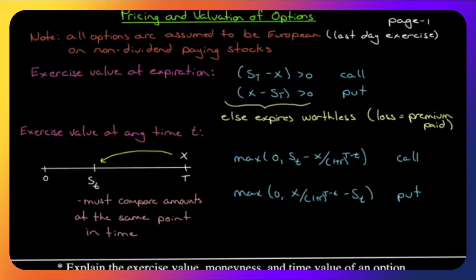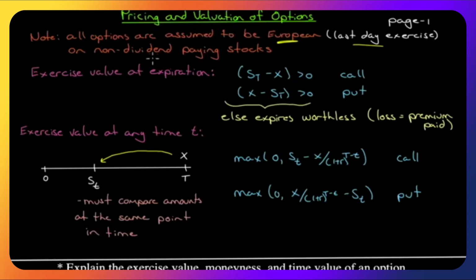The second is that all options throughout this module are assumed to be European, which means last day exercise only. In this case, it's very much like a forward contract, because with a forward contract, you agree to exchange the underlying at some future price. You don't get halfway through the contract and say, okay, let's do it now. Well, sorry, but it's only done on the last day. Same with these options. It makes valuation slightly easier when you don't have to consider that they could be exercised at any time, but only on the last day.